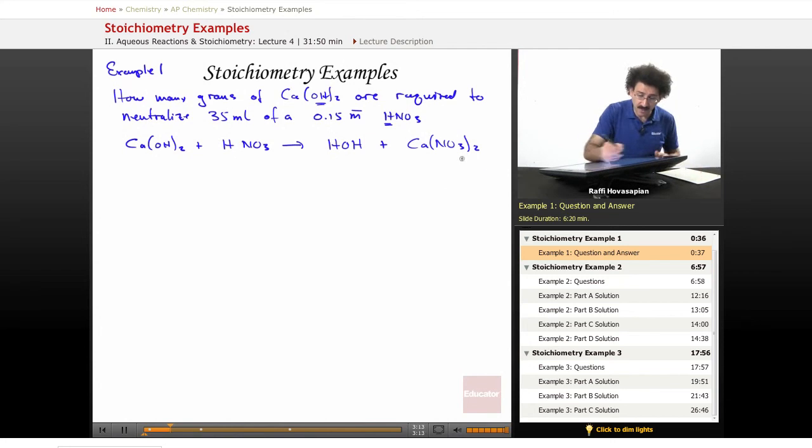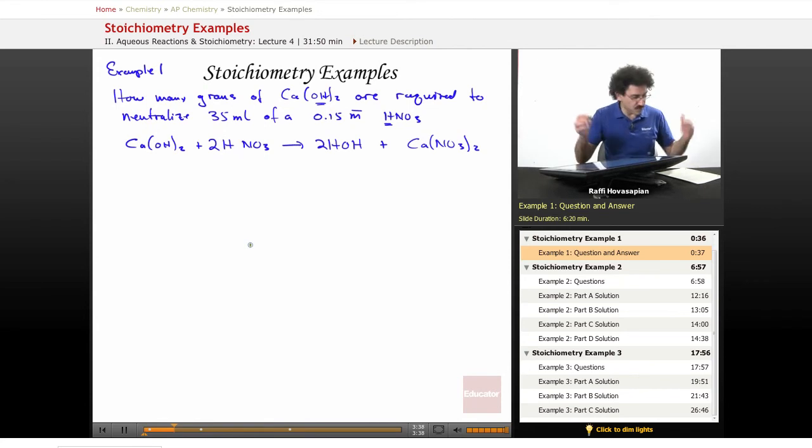So let's balance this off. Let's put a 2 here, let's put a 2 here, and there you go. 2 H's, 2 H's, 2 nitrates, 1 calcium, 2 hydroxide, 2 hydroxide. Good. So this says that for each mole of calcium hydroxide, I'm going to neutralize 2 moles of nitric acid.